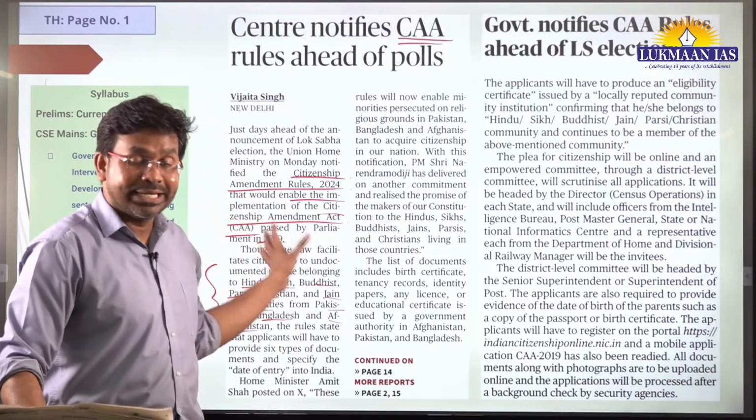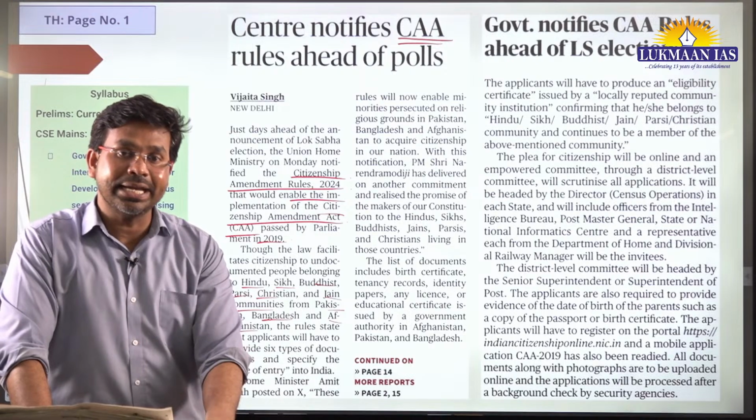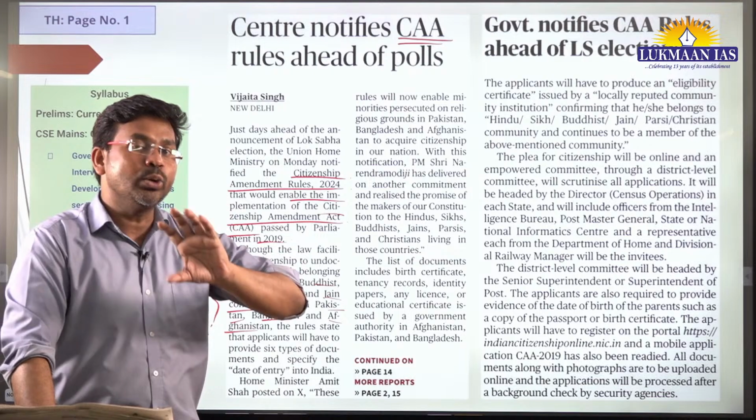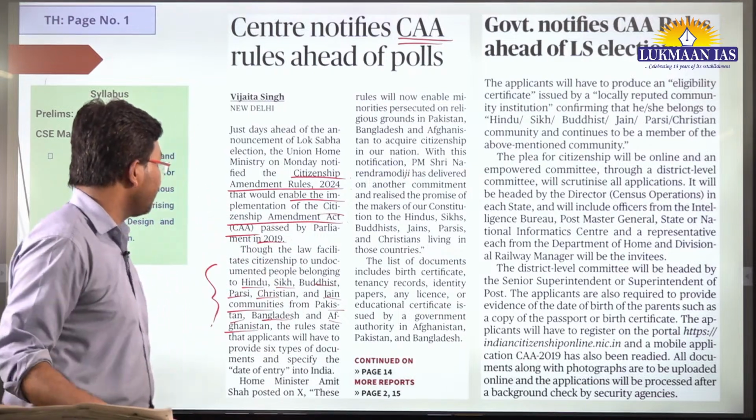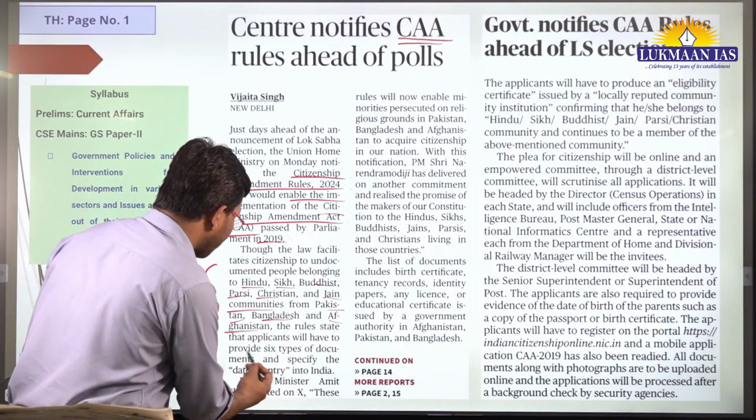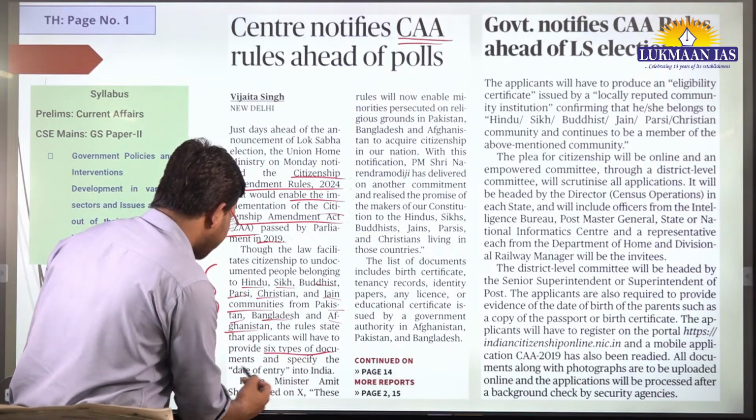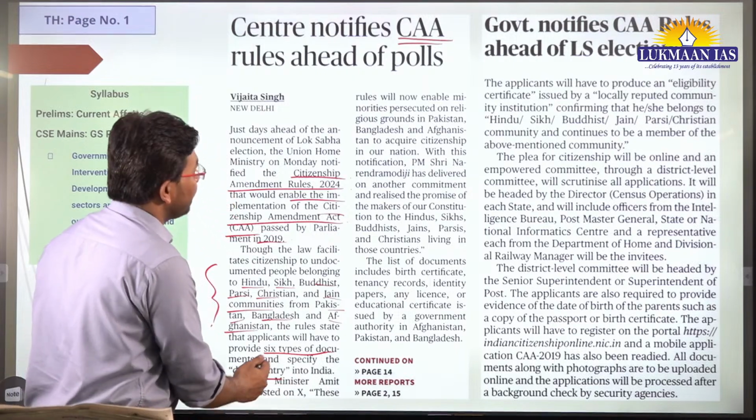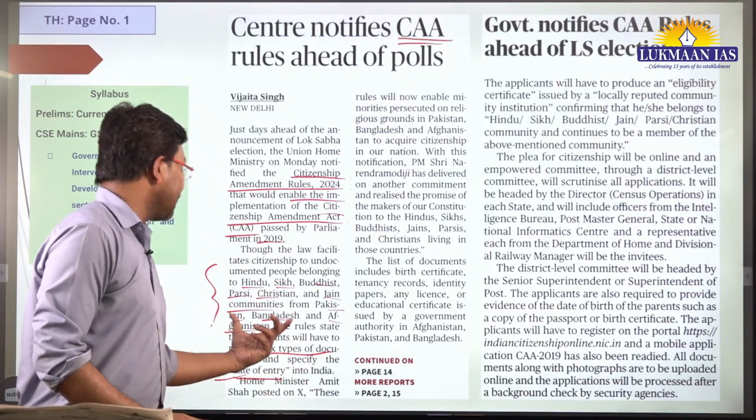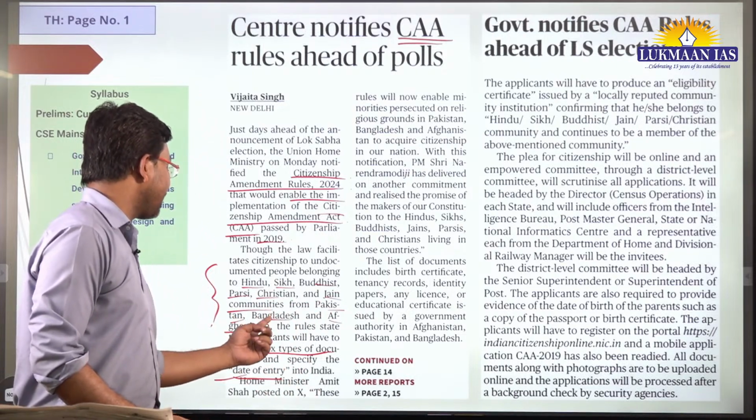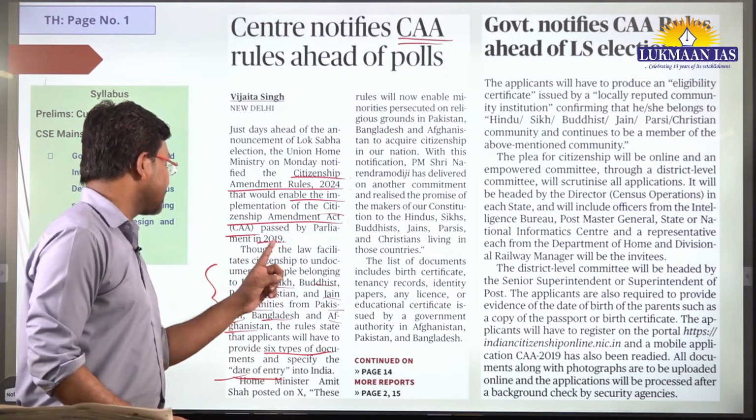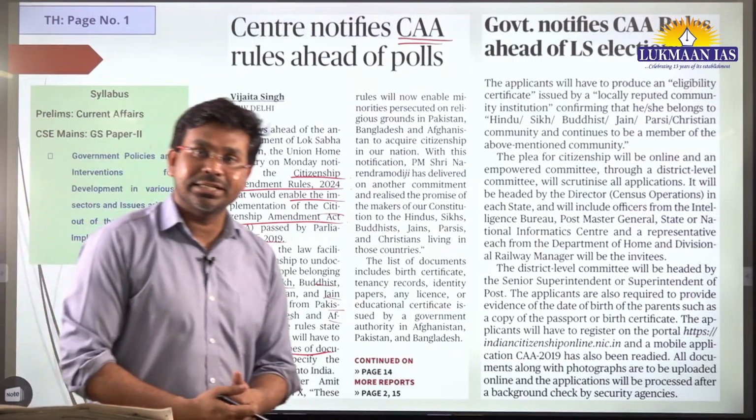But this is being criticized. Why is it being criticized? Because it does not include Muslims as a community. That is one pitfall of this particular act. The rule states that applicants will have to provide 6 types of documents and specify the date of entry into India. So through the Citizenship Amendment Act, these minority people from these 3 countries, Pakistan, Bangladesh and Afghanistan, whether they are Hindu, Sikh, Buddhist, Parsi, Christian or Jain, will be given citizenship in India.